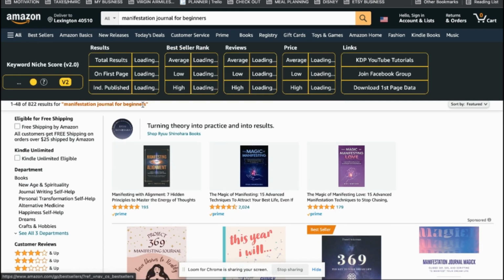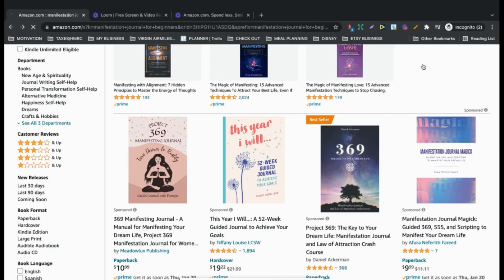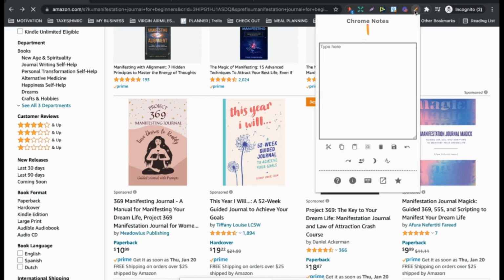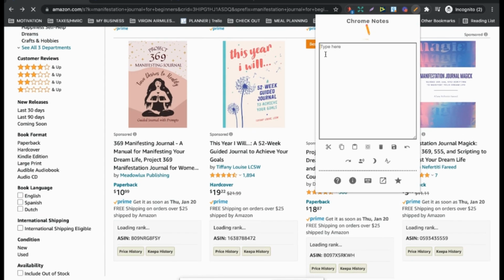There's only 822 results. Now, what I would suggest is get a little notepad, or I have this little tool called Chrome Notes. It's a Chrome extension, it's free, and you can just type in your notes and save them to your computer or whatever. So what I would do is go down and just write in some additional keywords and ideas. So 369 manifesting journal. So it's also manifest your dream life.